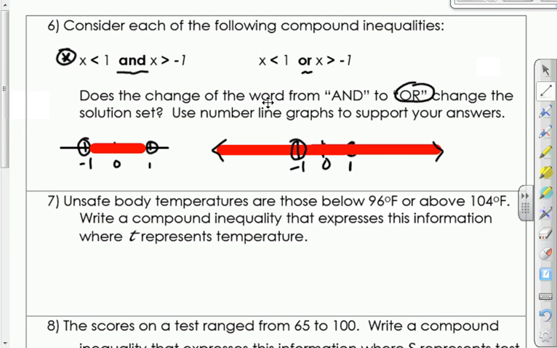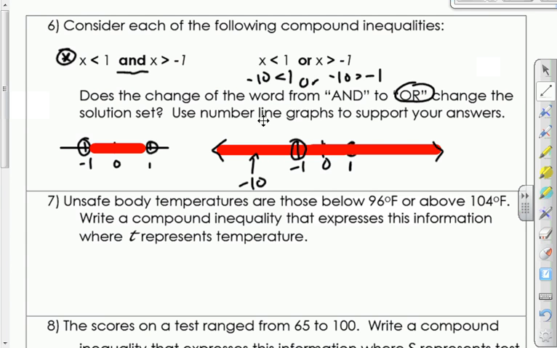Now let's think about if this is possible. Let's pick a number from here. Let's say -10. If we plug that in, we would have -10 is less than 1 or -10 is greater than -1. Well, the first statement is true, right? -10 is less than 1. The second statement is not true, but remember, we only need one of the two statements to be true for an or compound statement to be true.